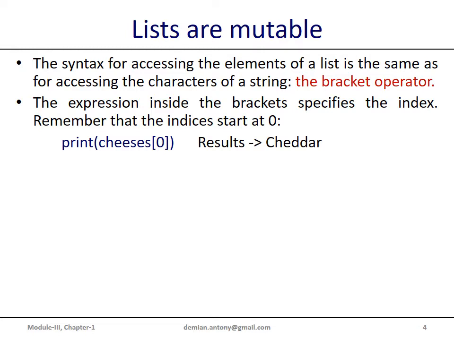How to access the list elements? We use a bracket operator or index operator to access the list elements, like what we do in a string. And the index has to be a number, or it can be an expression which results in an integer value. Remember, in Python, the list index starts from 0.